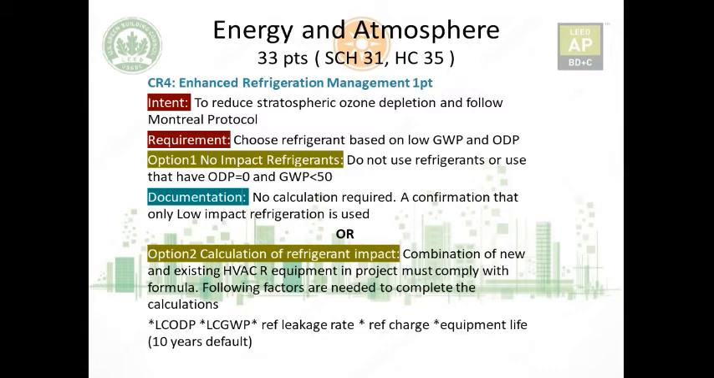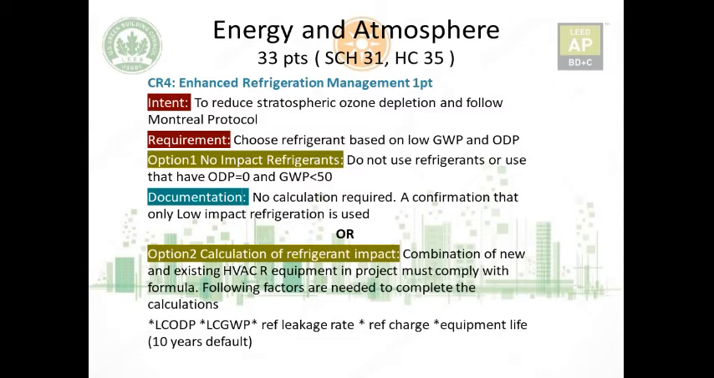There will be a complex formula as per even the study guide. The formula is so complex that it is highly unlikely that it's going to appear in the exam. So the combination of new and existing HVAC and refrigeration equipment in the project must comply with that complex formula that I have just told you about.